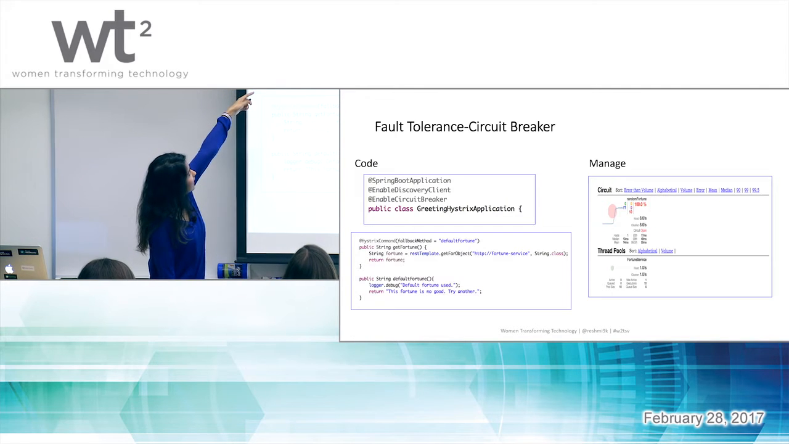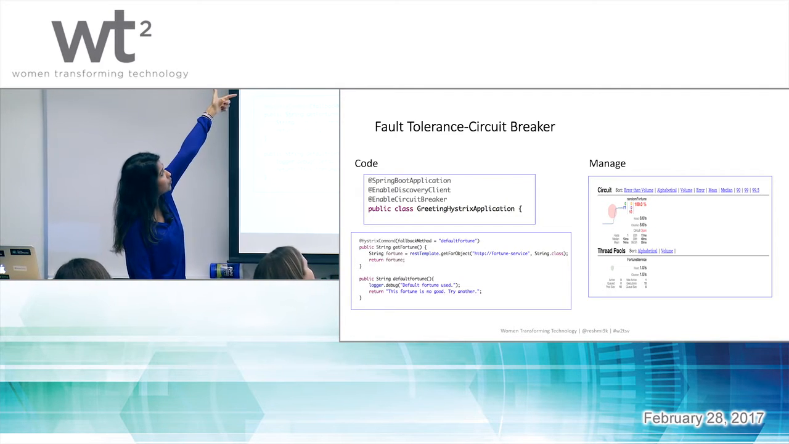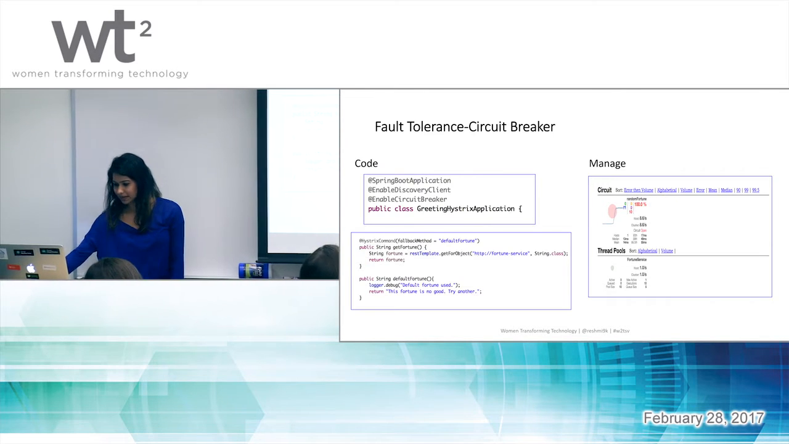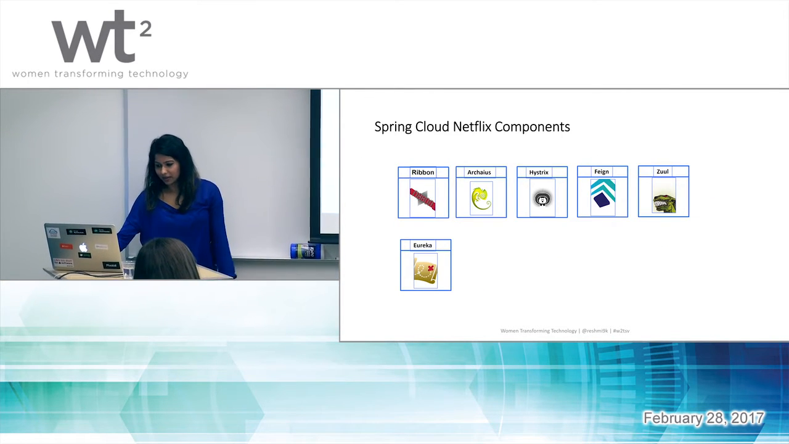So @EnableDiscoveryClient, @EnableCircuitBreaker. Discovery client is for Eureka, circuit breaker is just for that. I talk a lot about that as well.